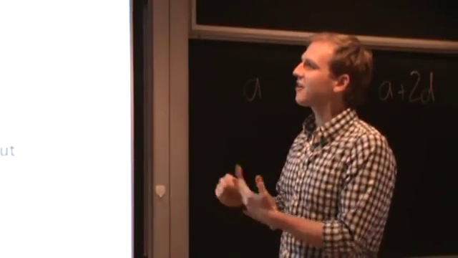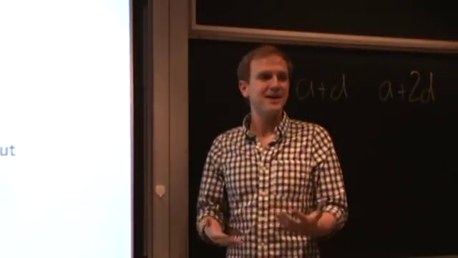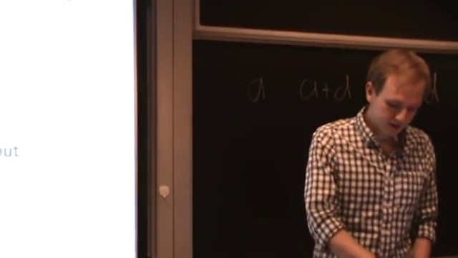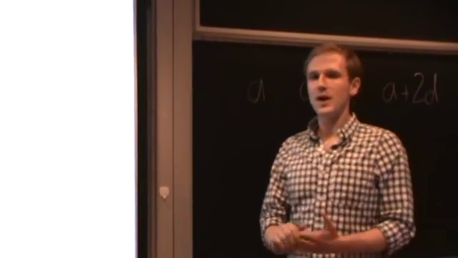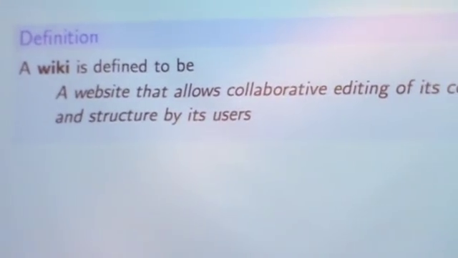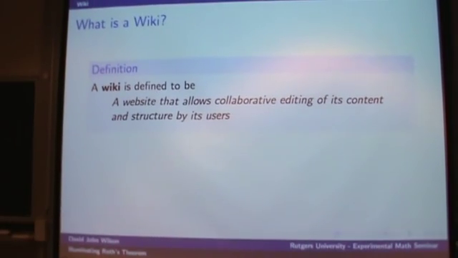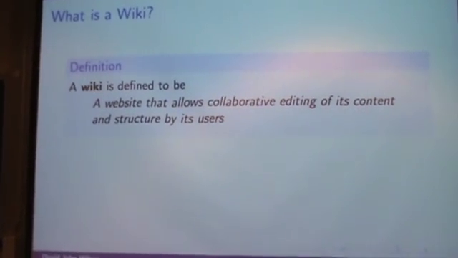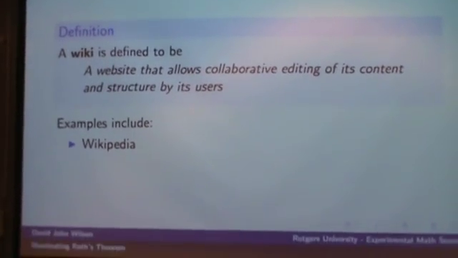So I created this page, and then I kind of thought, well, there's got to be an easier way. So I created a wiki. So what is a wiki? A wiki is defined to be a website that allows collaborative editing of its content and structure by its users. But really, what a wiki is, is Wikipedia.